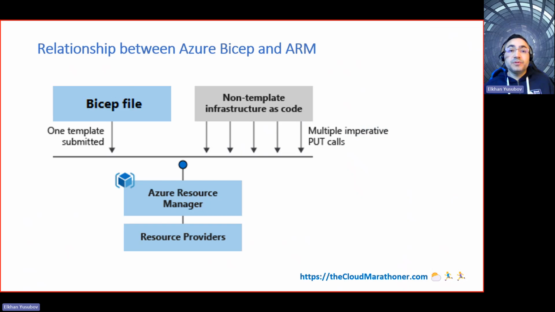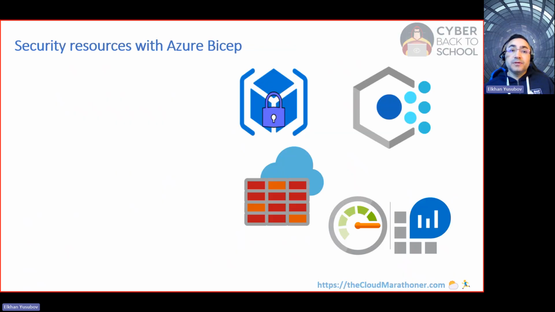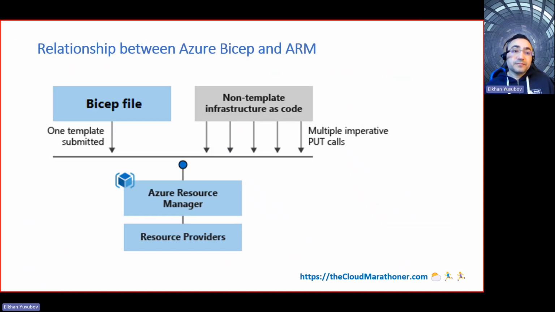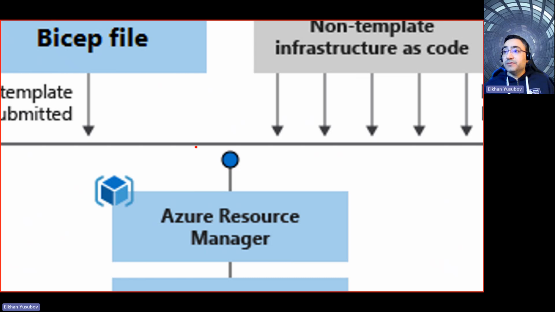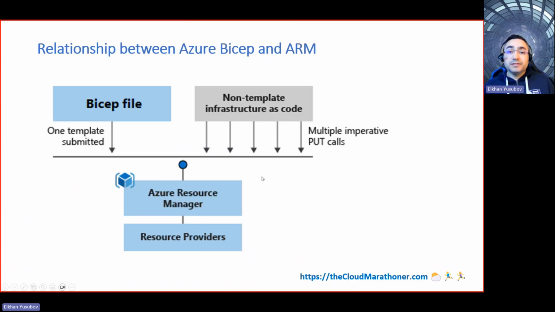Let's look at the relationship between Azure Bicep and ARM, which is the Azure Resource Manager layer. Again, we are not talking about ARM templates. This is the layer of ARM, Azure Resource Manager, that governs the access and security, and every API call that's coming to Azure is actually filtering through that layer.